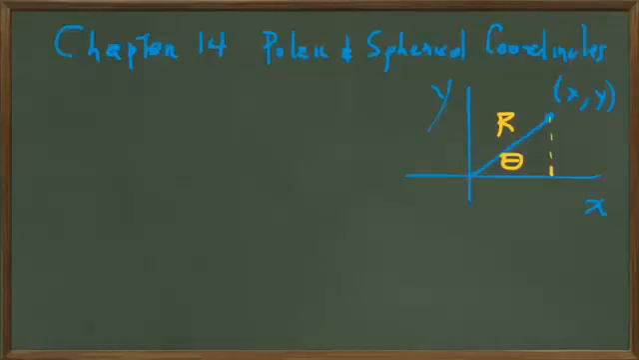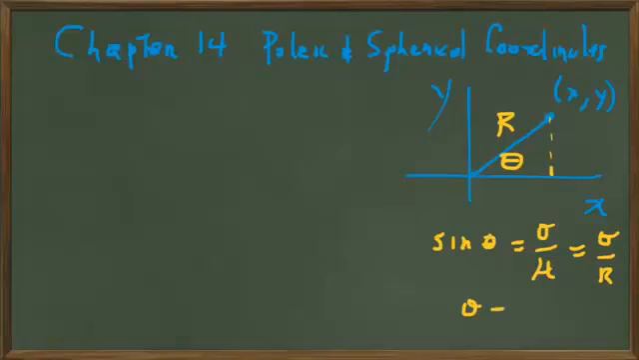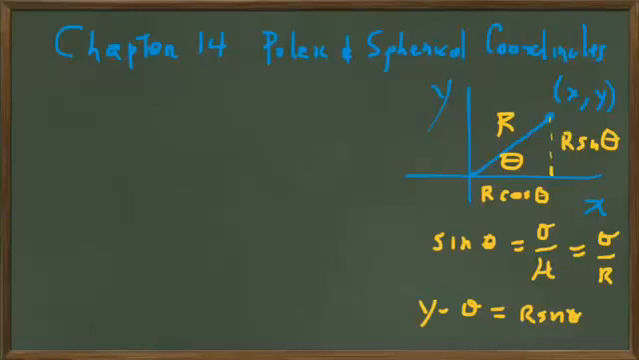This side of the triangle here is the opposite side. We know that the sine of theta equals the opposite over the hypotenuse, which in this case is the opposite over r. So if we solve that for the opposite side of the triangle, we get r sine theta. And so that side of the triangle is also the y-coordinate, and correspondingly this side of the triangle on the x-axis is the x-coordinate, so x is r cosine theta.